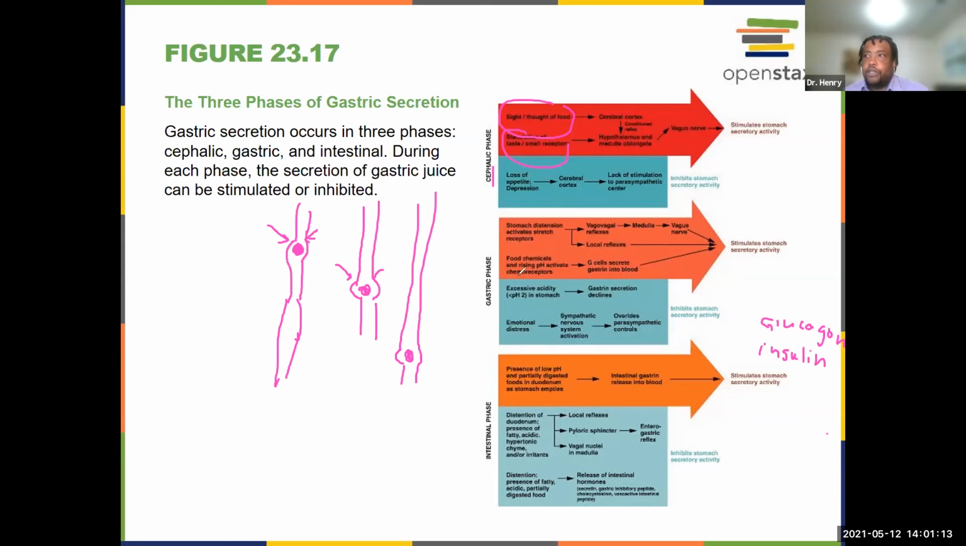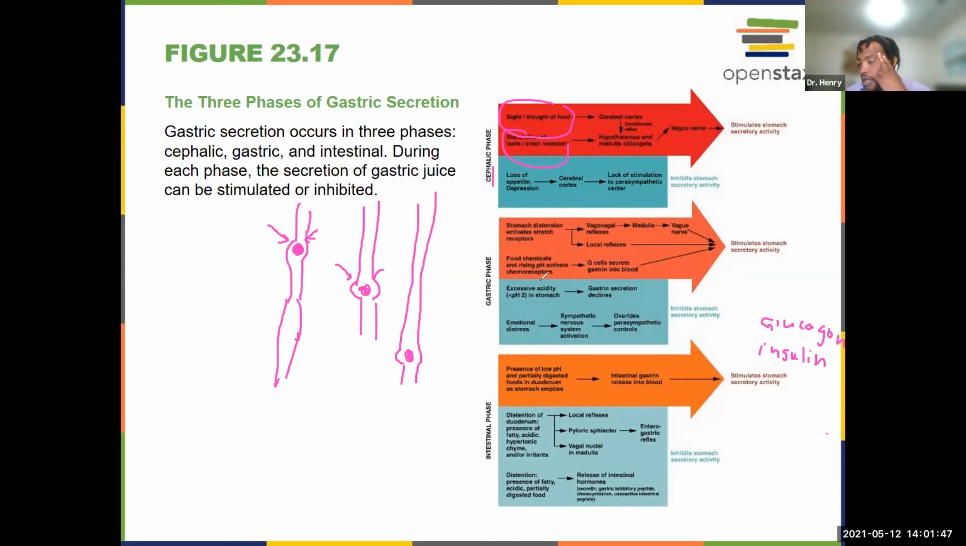So your food chemicals, your pH is going to be rising. It's going to cause your chemical receptors to be activated. Your G cells are going to secrete gastrin into the bloodstream. Gastrin is a hormone that's going to be made in the mucosa of the stomach, and it's made by those G cells.